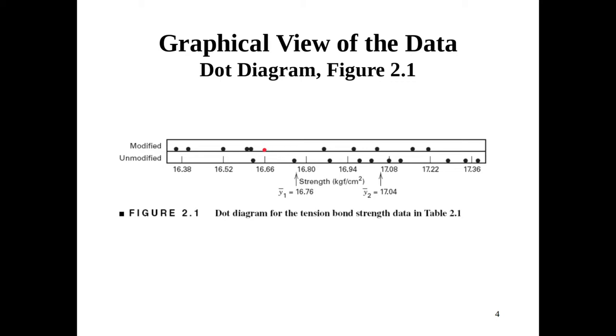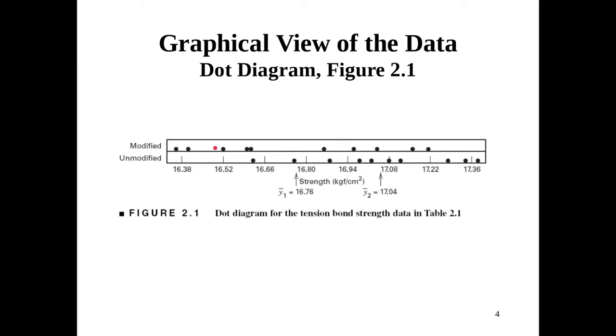One thing you will notice here, if you closely examine the data, is that there is a shift. Unmodified has a shift towards the right as compared to the modified formulation. That means, based on this shift that we are seeing in the data, the unmodified formulation has higher tension bond strength as compared to the modified formulation.